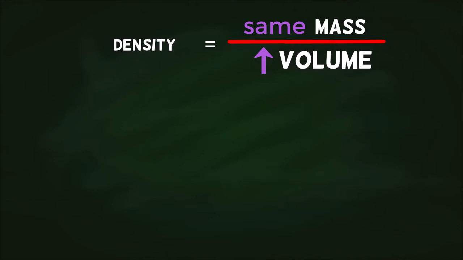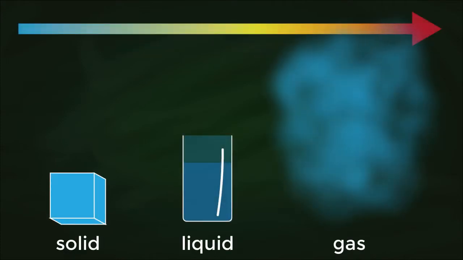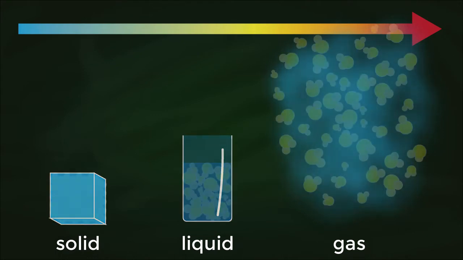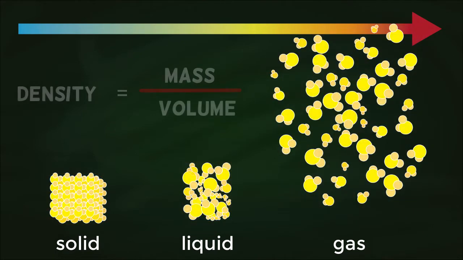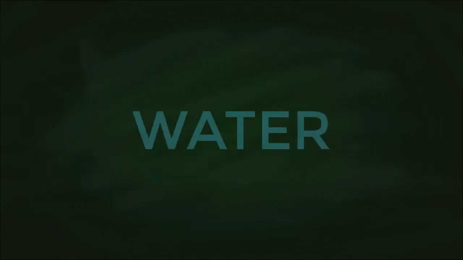It will decrease. So the general trend is that as a substance moves from solid to liquid and from liquid to gas, that is, as its temperature increases, its molecules will get further apart from one another, so its volume will increase and the density will decrease. Now, of course, there are exceptions to all the rules, and one of the exceptions in this instance is water.